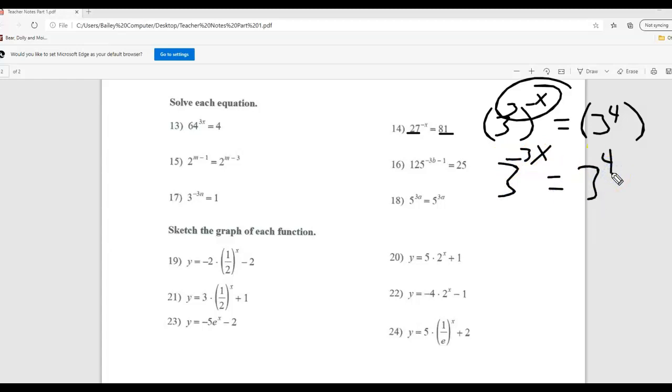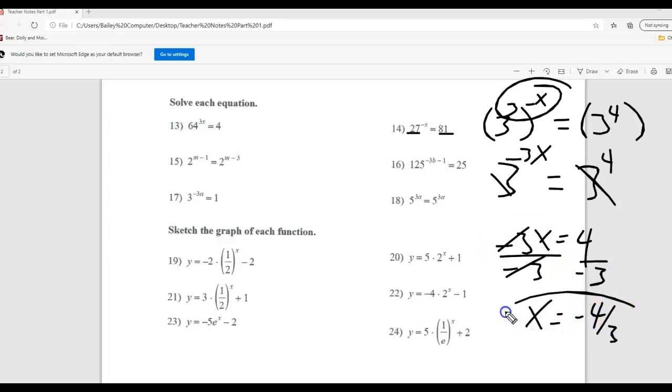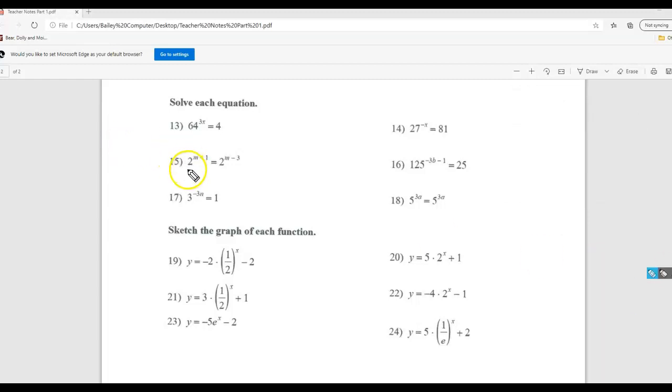And I'll get rid of my parentheses now. And then drop off the bases, and you're left with negative 3x equals 4. And then division gives you your final answer of negative 4/3. For the next one here, you guys can see that they already have the same base, 2 and 2.